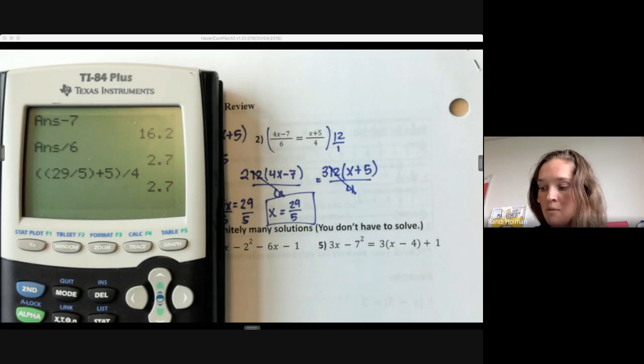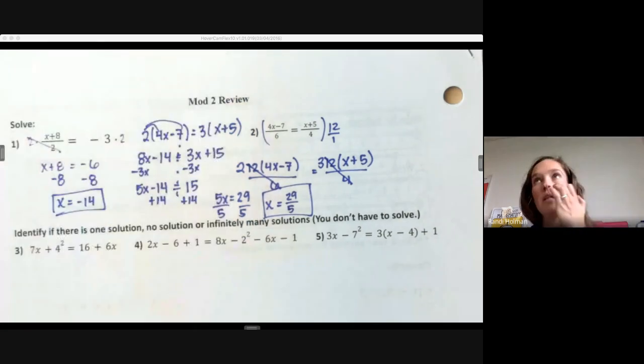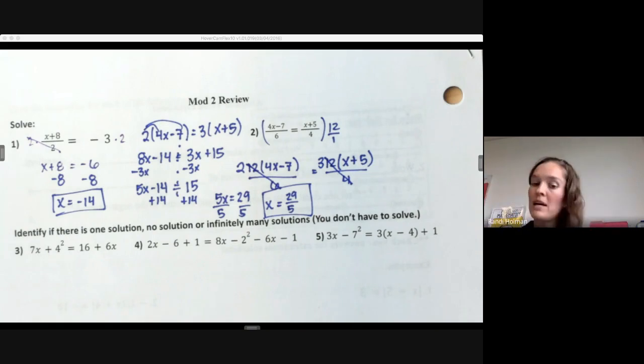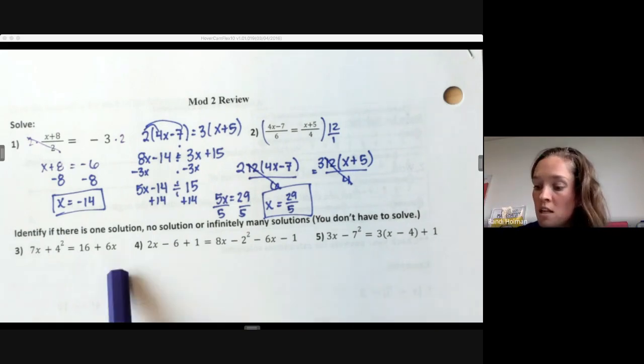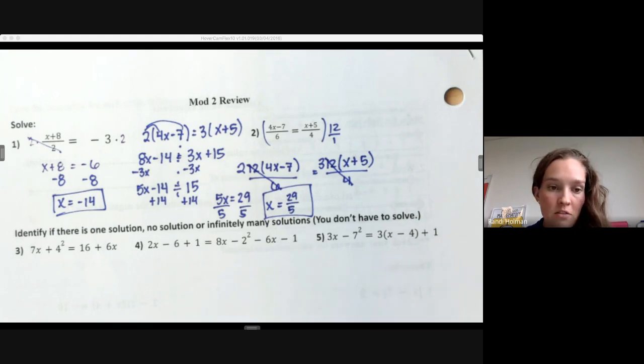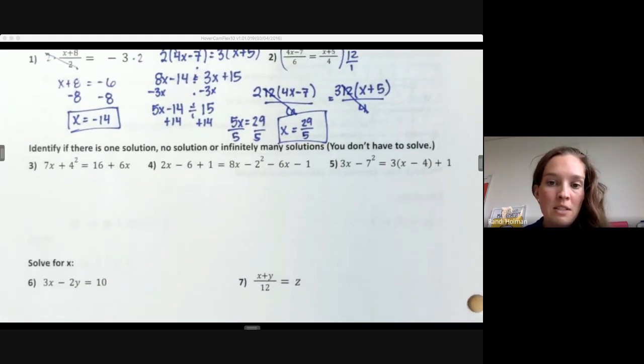And we get the same thing, which means we got the correct answer. So let's move on to the next ones here. We're looking to see if we have one solution, no solution, or infinitely many solutions. Okay? It says you don't have to solve here. All that means is you don't have to solve all the way. You need to get to a place where you can answer that question.